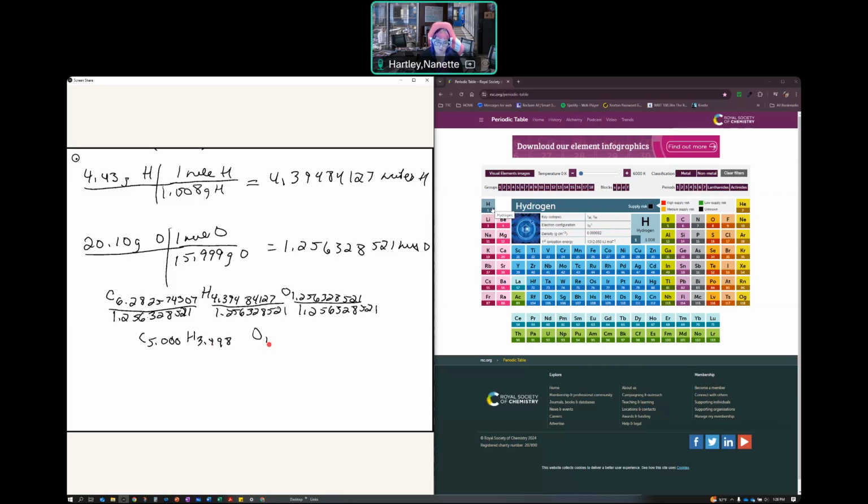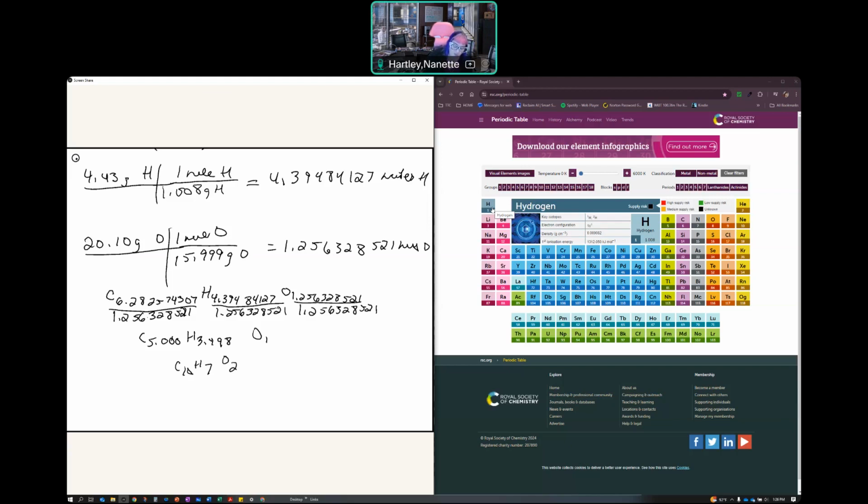3.5 doesn't work, so I'm going to multiply everything by 2. And that's going to give me a C7 H 3.5 times 2. That's not C7, that's C10. 10 H7 O2. So that looks like the empirical formula that I have for this compound.